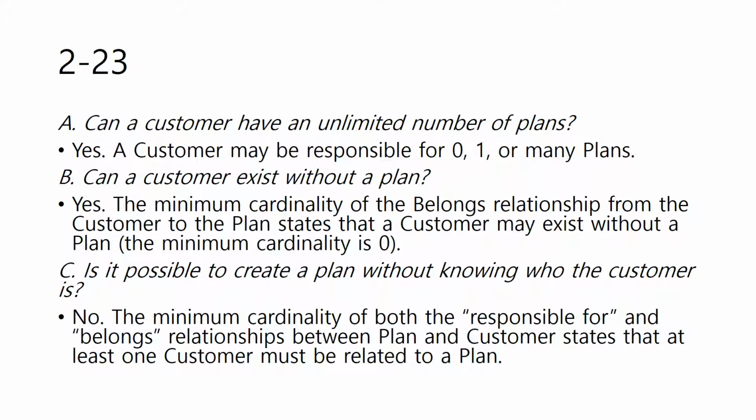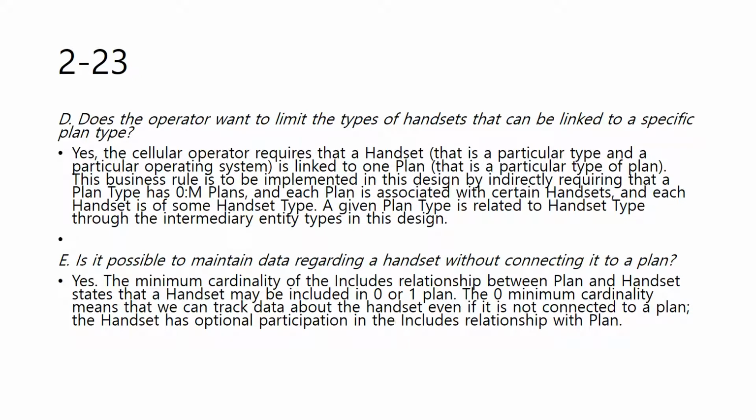Problem C. Is it possible to create a plan without knowing who the customer is? Actually, in this figure, no. The minimum cardinality of both the responsible for and belongs relations between plan and customer states that at least one customer must be related to a plan.